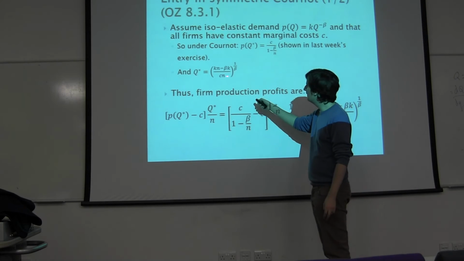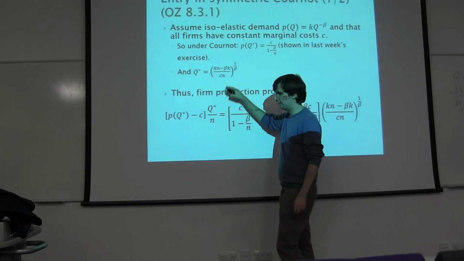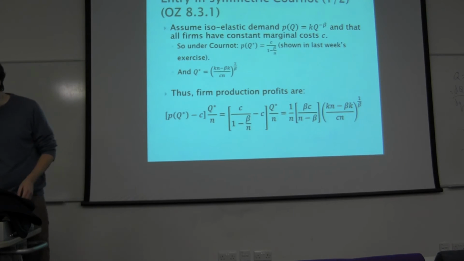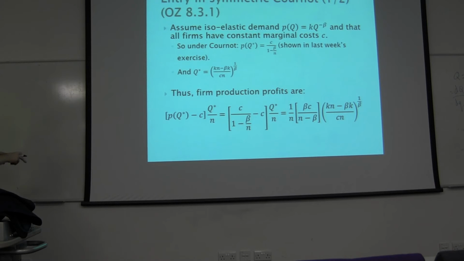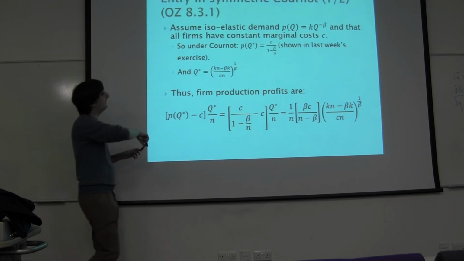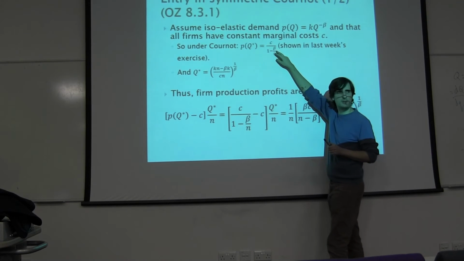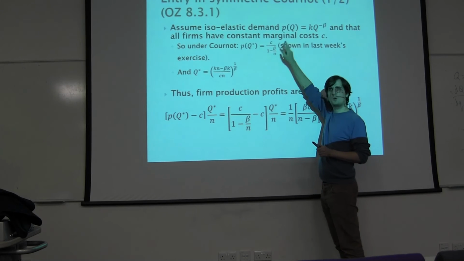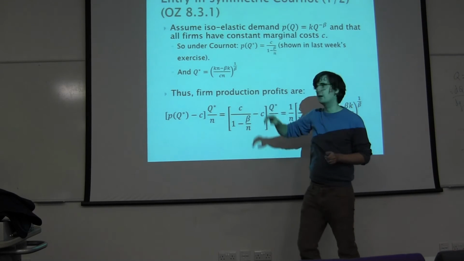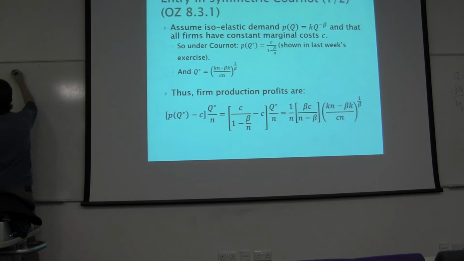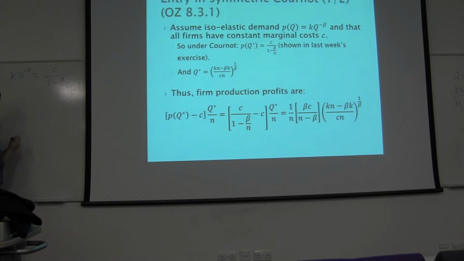This we didn't show, so let's just derive that because we didn't show it earlier. So we know that we've got two expressions for P, right? We've got P is KQ to the minus beta, and we've got P is C over 1 minus beta over N. Okay, so if we equate the two things, we can solve for capital Q. So what do we have? We have KQ to the minus beta is equal to C over 1 minus beta over N. And we want to solve for Q.